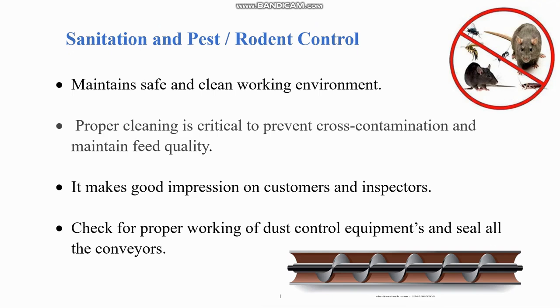Sanitation and pest control programs are very important in a quality control management system. You have to maintain a safe and clean environment inside and outside your feed mill. You have to properly clean the products, the ingredients, and your machinery to avoid cross contamination and to maintain feed quality at high standards. It makes a good impression on customers and inspectors, feed inspectors. Check for proper working of dust control equipment and seal all the conveyors.